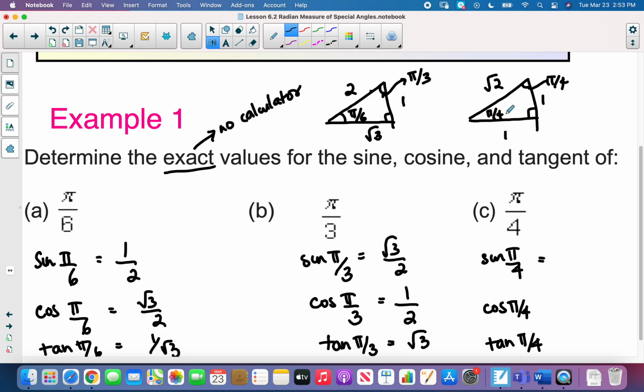So sine of pi over 4 is opposite side over hypotenuse, which is 1 over root 2. Cosine is adjacent over hypotenuse, which is also 1 over root 2. And tangent is opposite over adjacent, which is 1 over 1, which is 1. So we have to be comfortable with giving the primary trig ratios of angles given to us in radians and be able to draw these special triangles to get those answers.